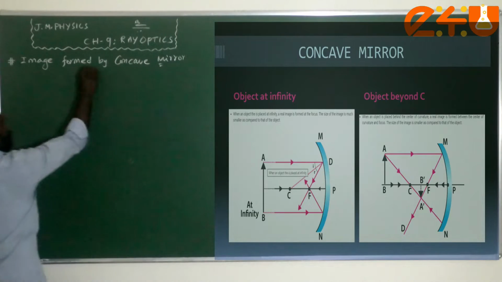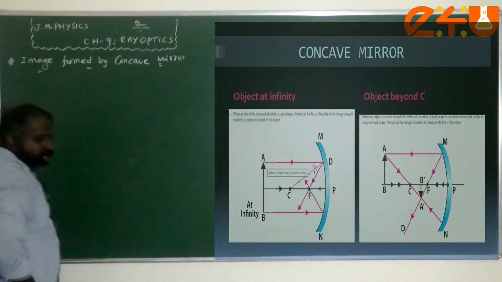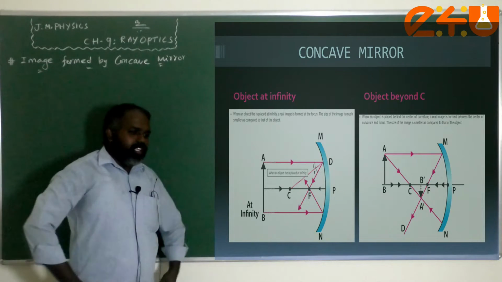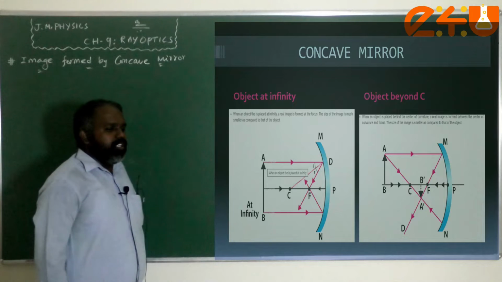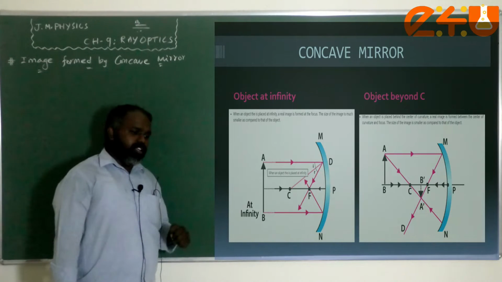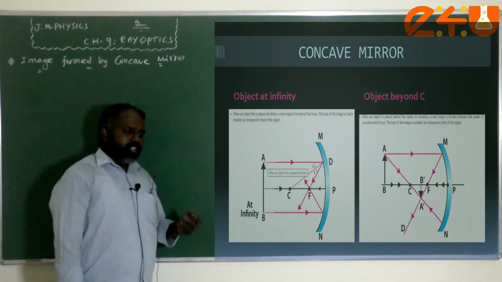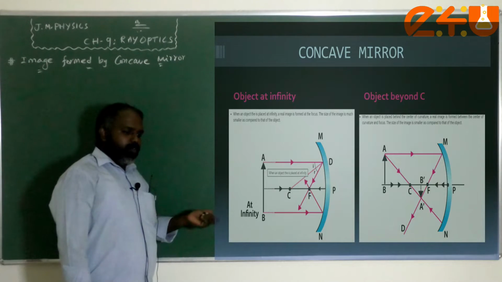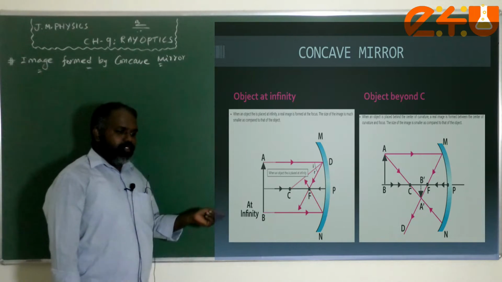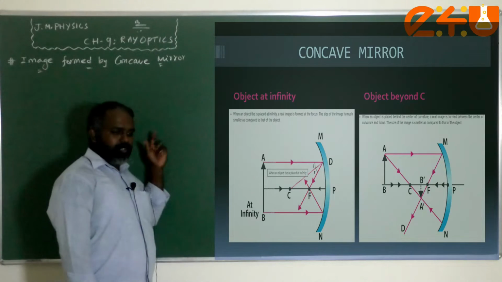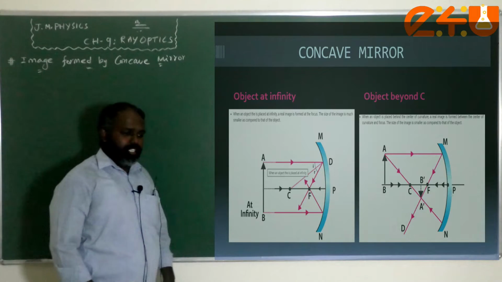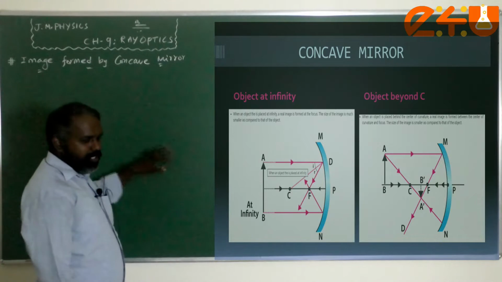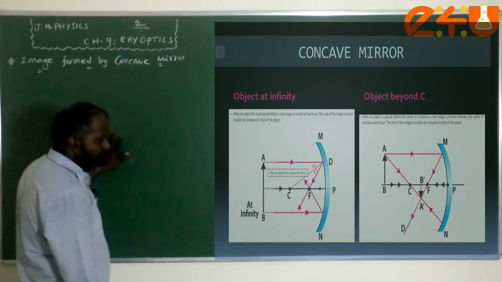It's very simple and easy, but if you know the property of the image, then only in the numerical calculations can we cross-check your answer, and the sign convention values, whether they are right or wrong, whether the numerical values will match with the results. That means we are getting the nature of the images. So for that purpose, this information is very important.